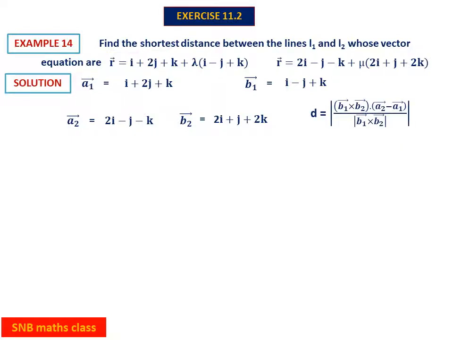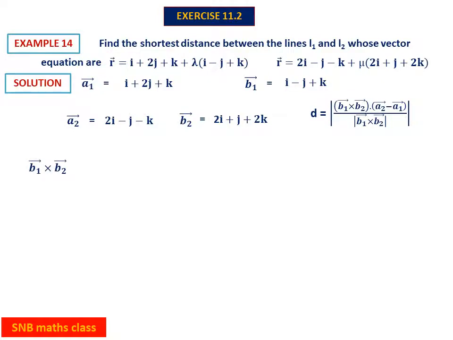Then what is required? The formula. What is the shortest distance formula? D equal to (B1 cross B2) dot (A2 minus A1) divided by the magnitude of B1 cross B2. So this is the formula. We have to calculate two things: B1 cross B2, and A2 minus A1, and then take the dot product. So these are the three important things.